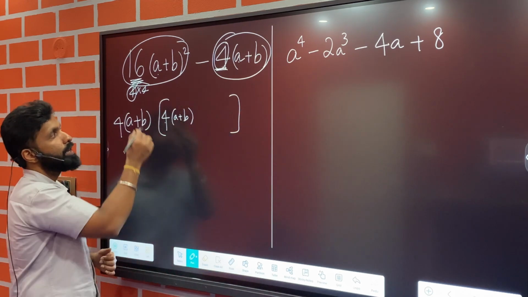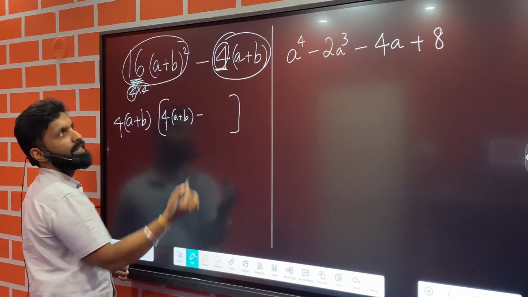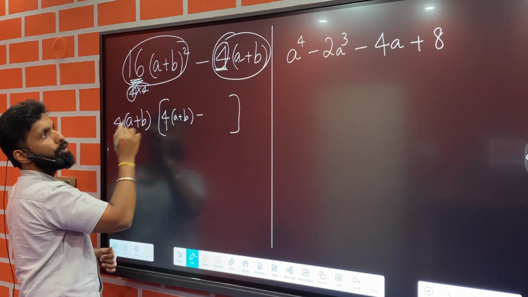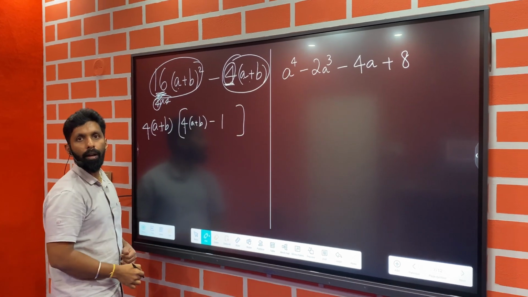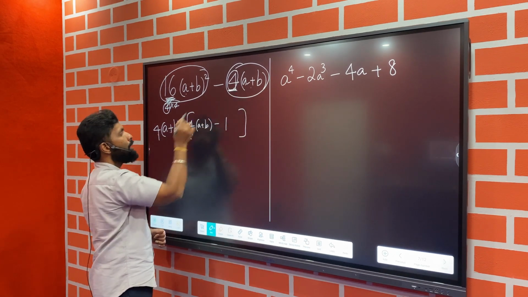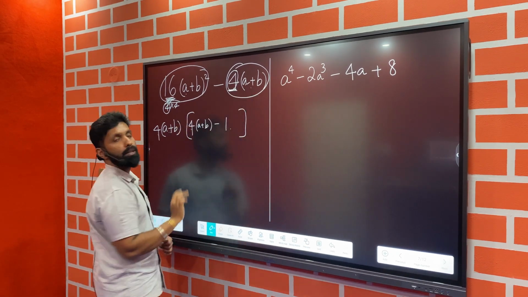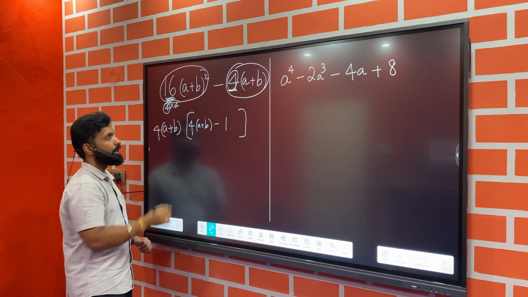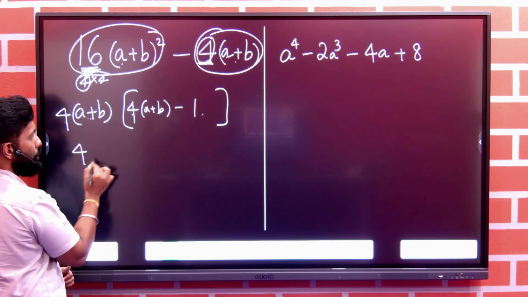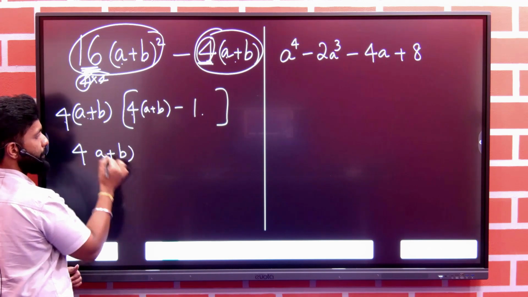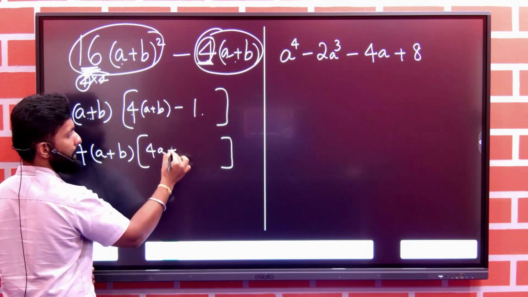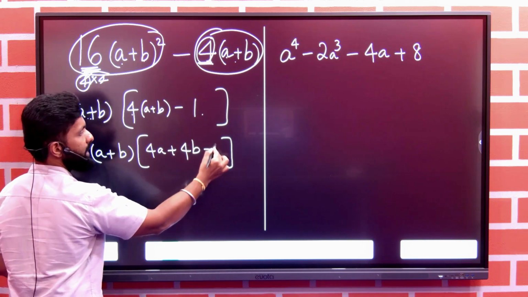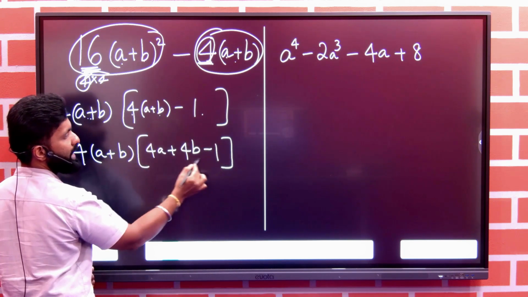Okay, please understand. So now, minus sign as it is. This 4 is already out. A plus b is also already out. So what is remaining? 1. 4 into 1 is 4. A plus b into 1 is a plus b. So just 1, right? So what's the final answer? 4 into a plus b as it is. In this bracket, 4a plus 4b minus 1.